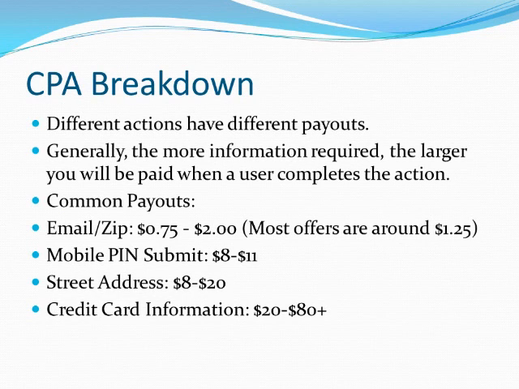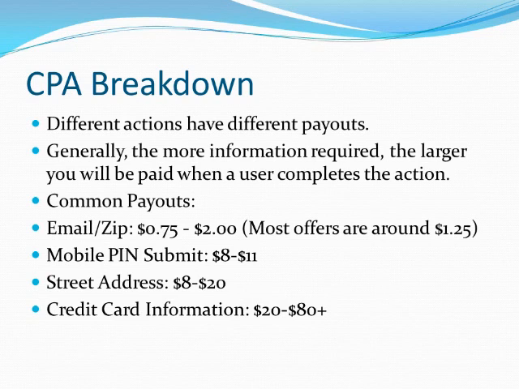So, the breakdown of CPA offers. Different actions will have different payouts, like I was just talking about. Generally, the more information that's required from the user, the more you'll be paid when a user completes the action. So something small like an email submit or a zip submit, you'll be paid anywhere from 75 cents to $2. Most offers are usually around $1.25, plus or minus 10 to 15 cents. If it requires a PIN submit through a mobile device, that might pay out from $8 to $11. Again, maybe plus or minus a few bucks, but generally it's from $8 to $11.